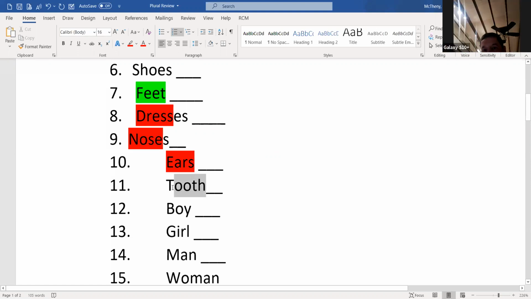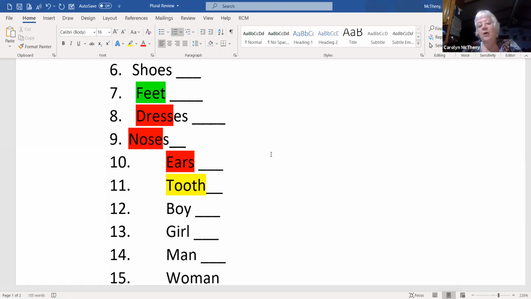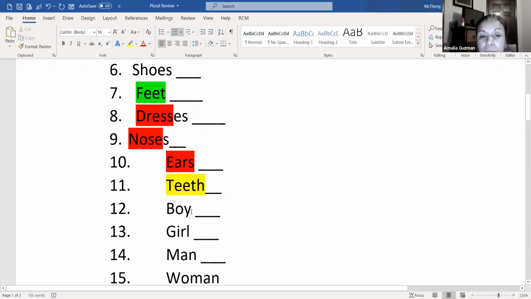Okay, Amalia, we've got another tricky word here. It's an irregular. We talked about this last week. We have one tooth, but we have two what? Teeth. Very good. So, now Amalia, for number 12. Right, you just add an S to boy. What about girl, Amalia? Girls. Okay, just add an S.